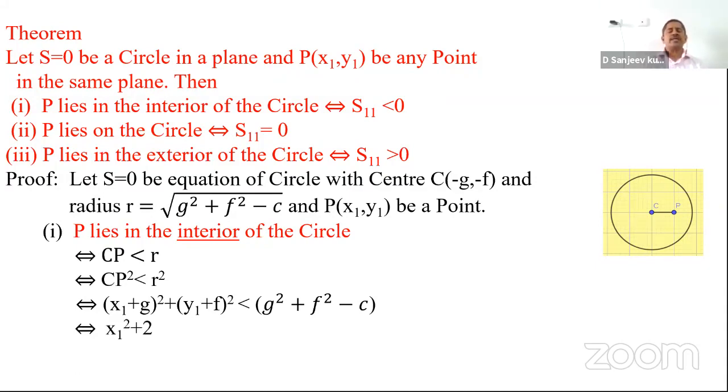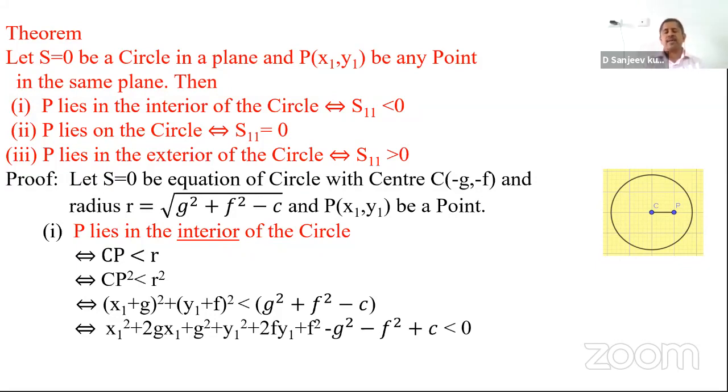So the first term you get is x1 square plus 2gx1 plus g square. Likewise, y1 square plus 2f(y1) plus f square. Now, because you're getting g square and f square, take c to the other side, so you get minus g square minus f square plus c. The sign is less than, again, 0. Now, you have a g square and a minus g square, so you can cancel it out.